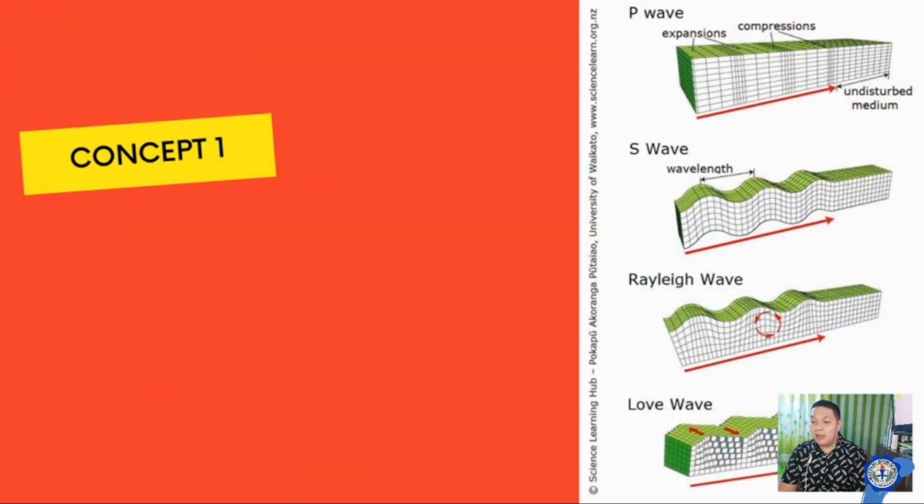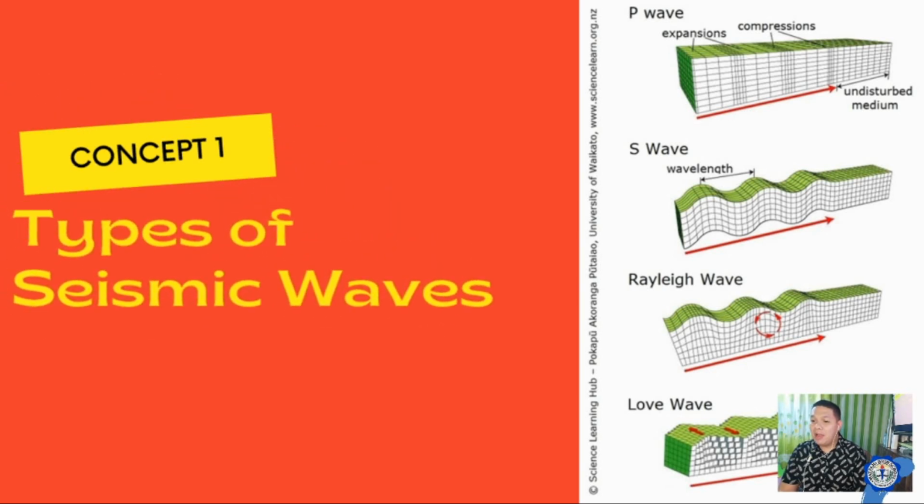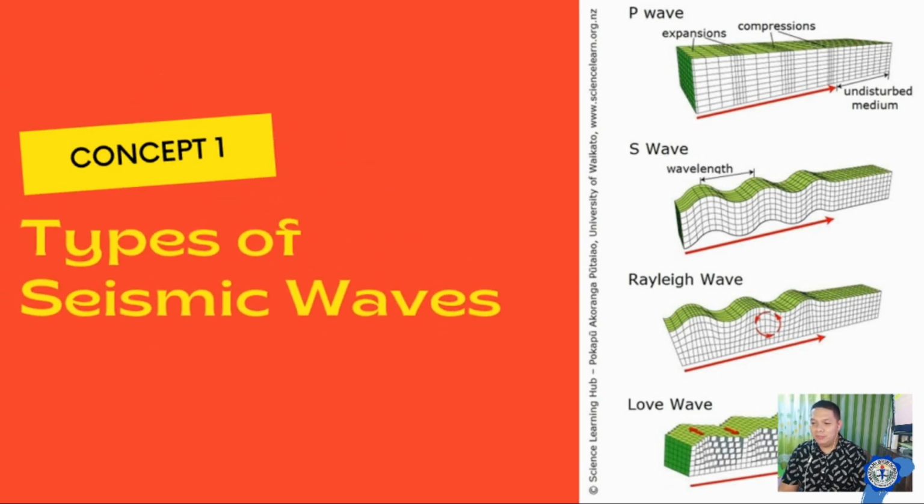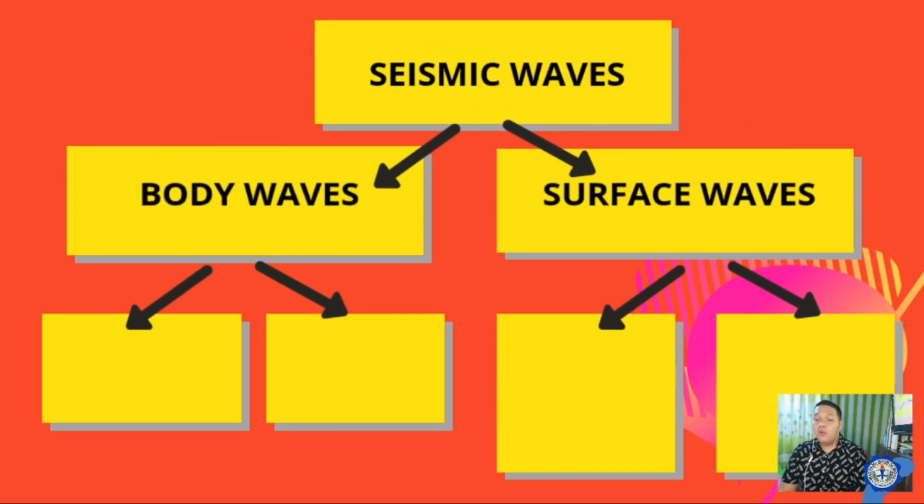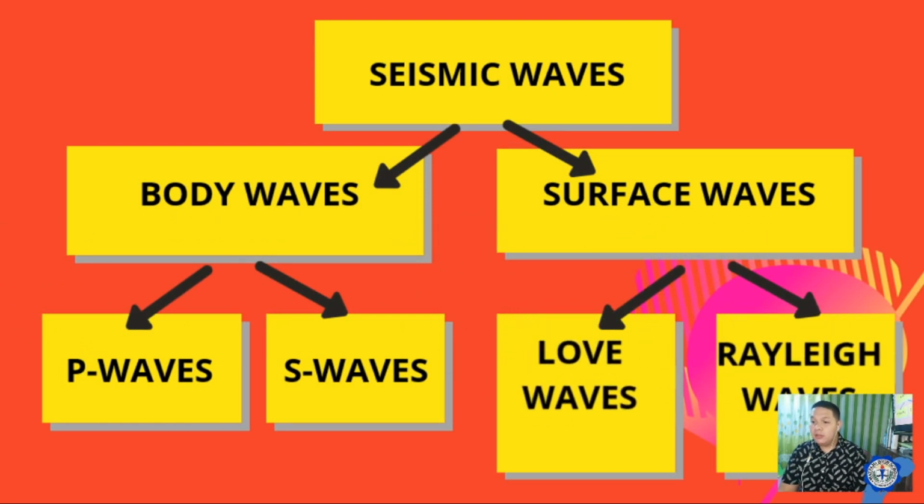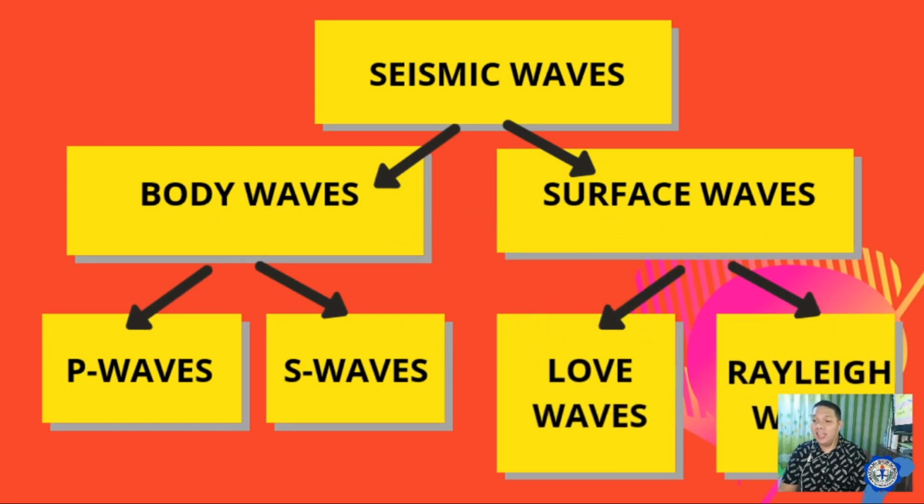So for concept number 1, we will study the different types of seismic waves. We have many types of seismic waves. The first two major classifications are the following. First, we have the body waves, and second, we have the surface waves. Under body waves, we have P waves and S waves. In the surface waves, we have Love waves and Rayleigh waves.